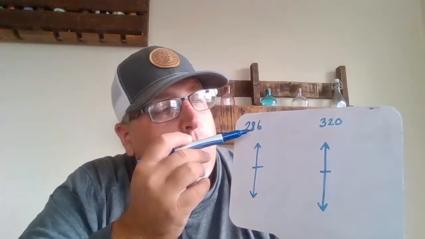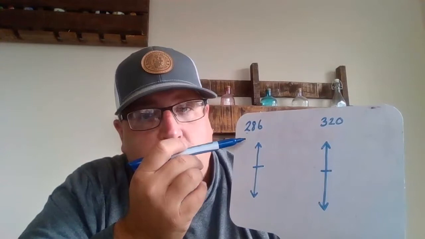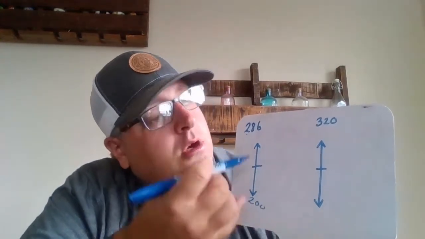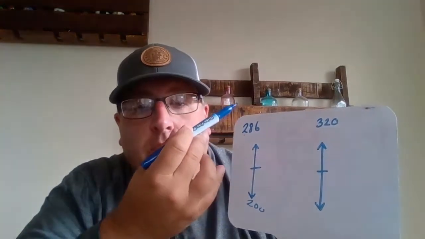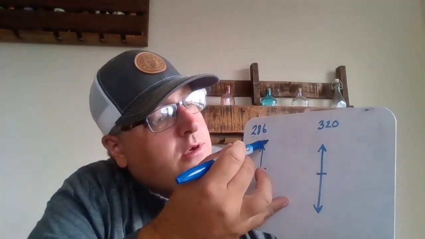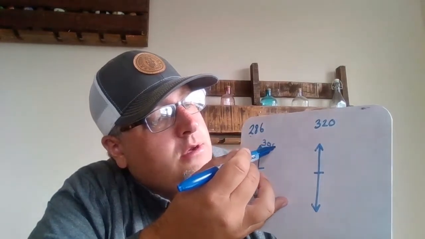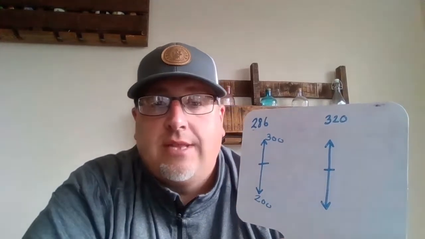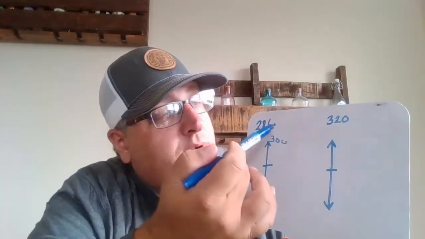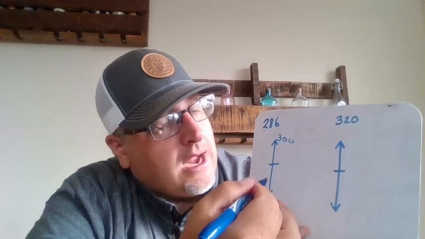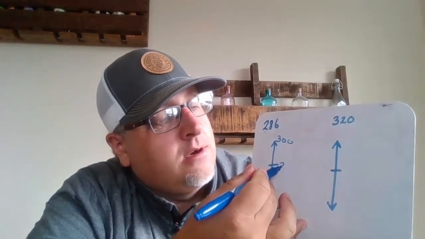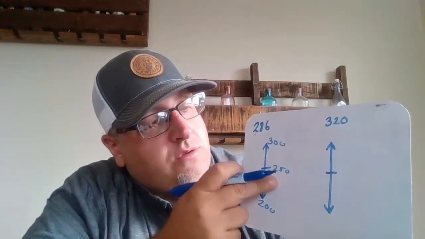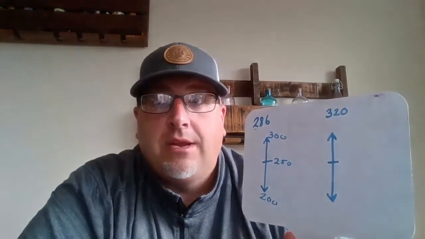All right. So we want to know, do we want to round it down to 200, which would be the bottom of our plot, or going up would be 300? So are we going to round it down to 200, or are we going to round it up to 300? That's what we need to determine. And our number is 286. Our midpoint right here is 250. Okay, 200, 250, 300. You can see that's the midpoint right there.